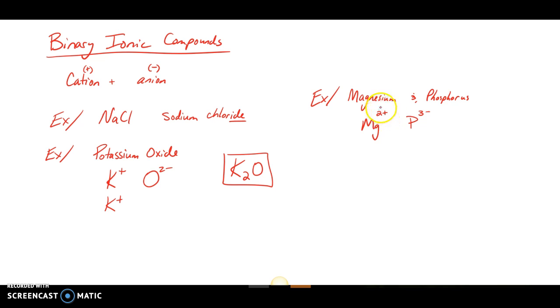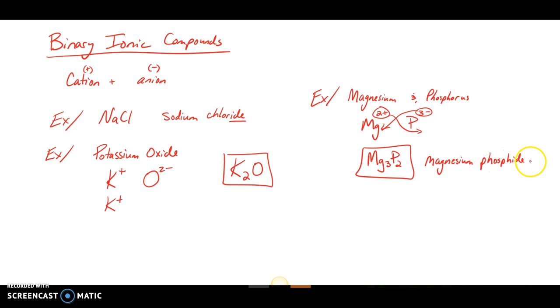Another kind of a trick to this, you can take what their charges are and write them as what we call subscripts: Mg3P2. And you can see that if you had 3 magnesiums, you'd have a total of +6. And if you had 2 phosphorus, you'd have a total of -6. So they cancel out. So there's your formula. This would be called magnesium phosphide, -ide.